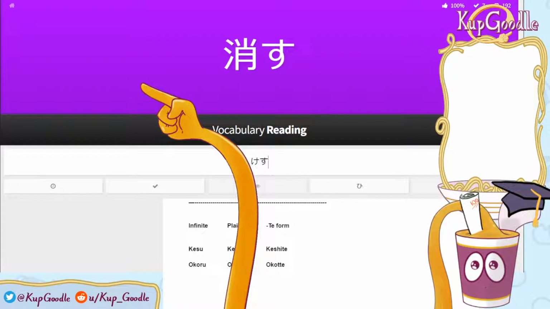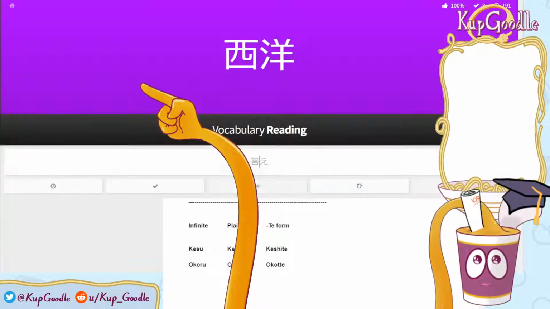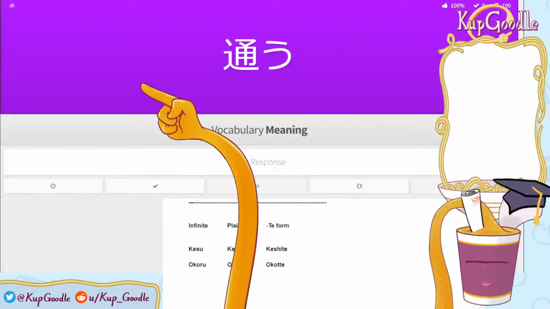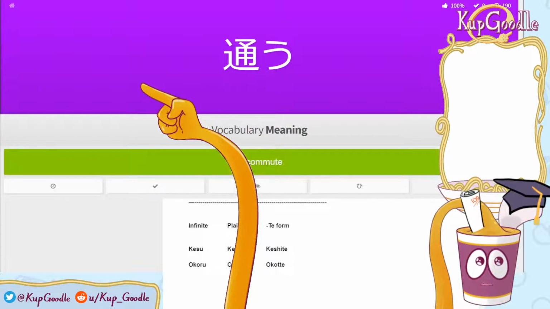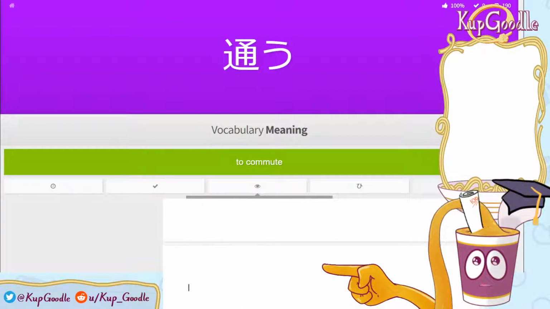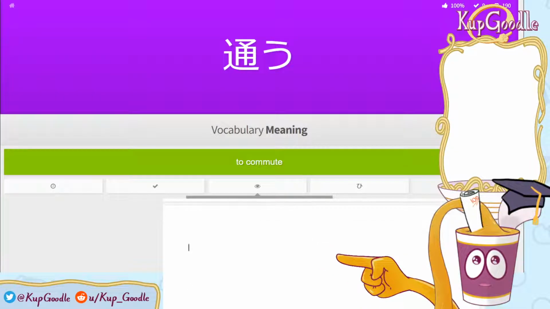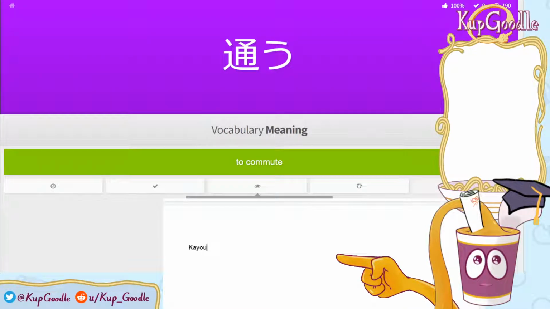Kesu. Migoto is splendid. Subarashi. Seiyo. What is that one? Kaiyo. That's to commute, I believe. To commute. Kaiyo. So let's use that one as the next one. Oh, we're already down here. Kaiyo.